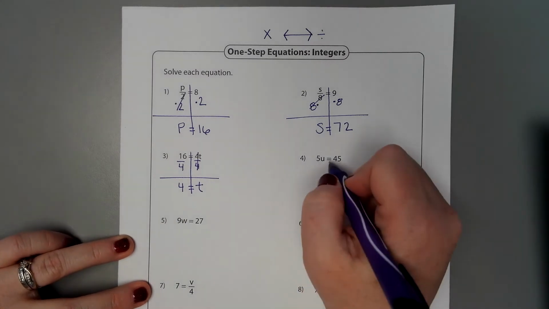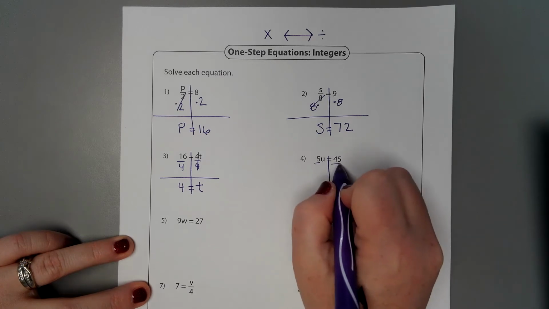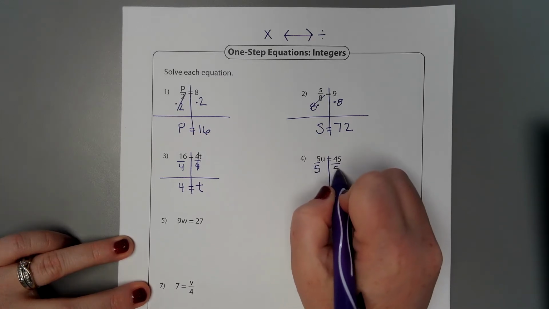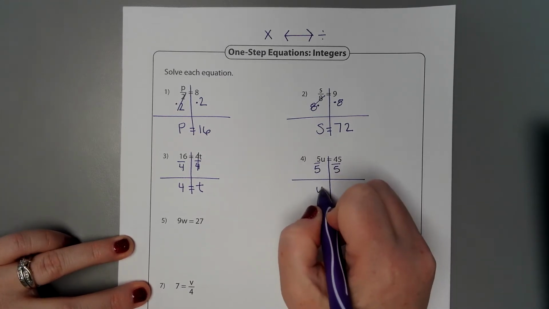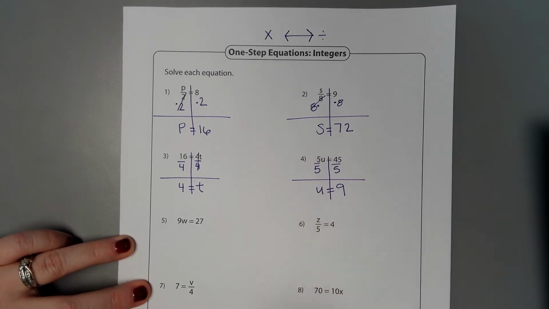And the last one I'm going to do with you guys, 5 times u. The opposite of multiplying by 5 would be to divide, leaving us with u. 45 divided by 5 is 9.